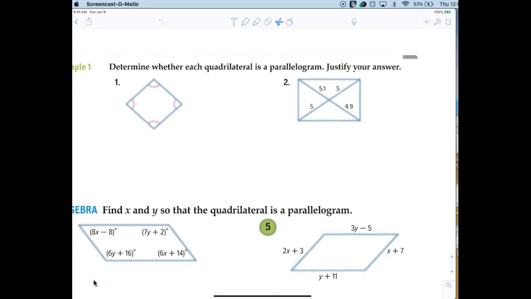Determine whether each quadrilateral is a parallelogram. Is number one a parallelogram? Yes, because both pairs of opposite angles are congruent.